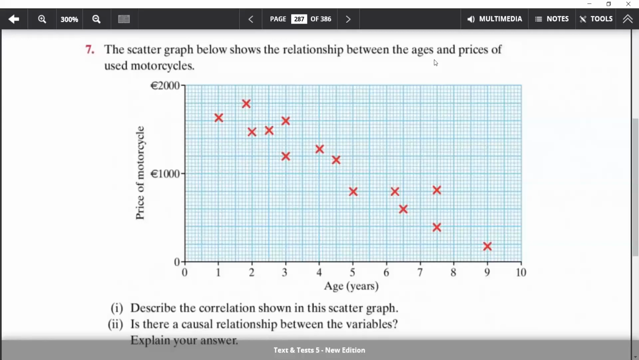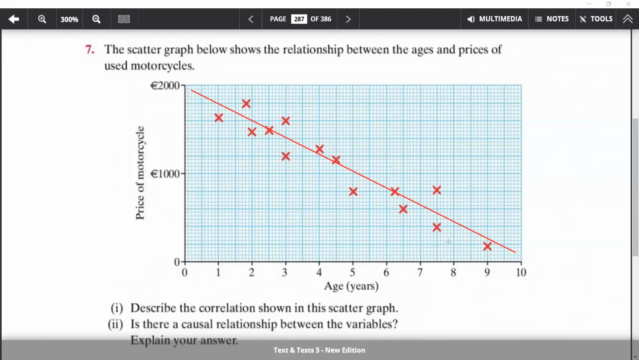Okay, we'll finish with question 7 here. The scatter graph shows the relationship between the ages and prices of used motorcycles. Describe the correlation shown. Well, you've got a more or less straight line relationship there, and it's got a negative slope. So you're probably going to describe that as a negative, moderately strong correlation. We'll be putting numbers on this in the next section that allow you to be a lot more specific, but moderately strong, you might say. Certainly it's a negative correlation.